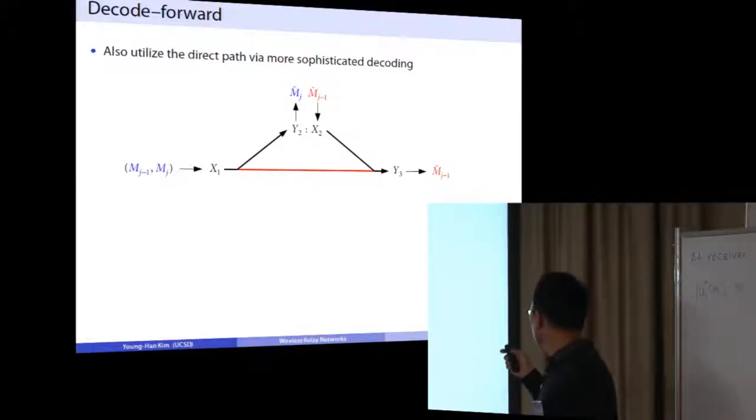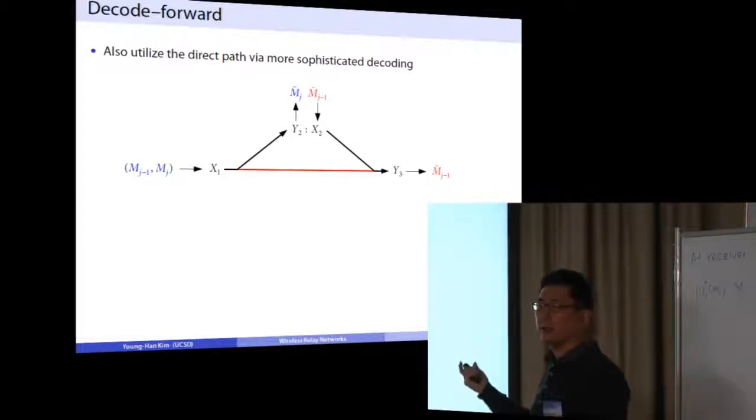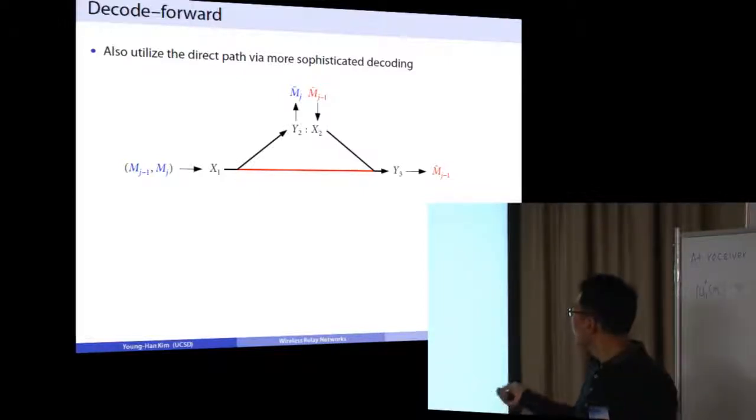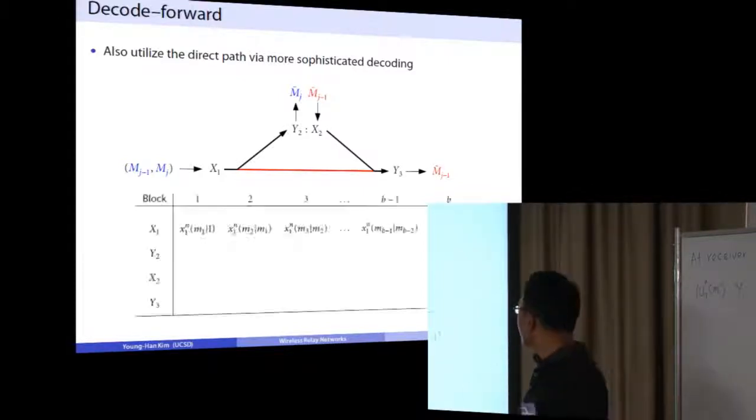Remember, in block J, Y3 would like to recover X2, which is carrying MJ minus 1. And at the same time, X1 is sending a fresh message. And the way we are doing the decoding, Y3 was ignoring what X1 is sending, even though she will need it one block later. And that is a complete waste of what we could have done.